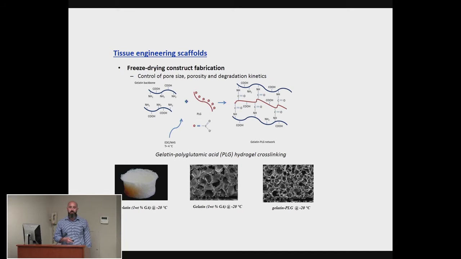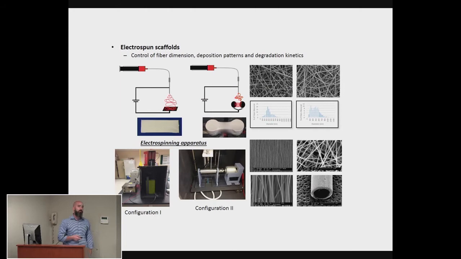So here's an example of a freeze-drying scaffold fabrication technique. But we focus mainly on nanofiber-based scaffolds, in particular those that are produced via the electrospinning process. And the reason is we've been doing this for about 10 years, a whole decade with electrospinning.